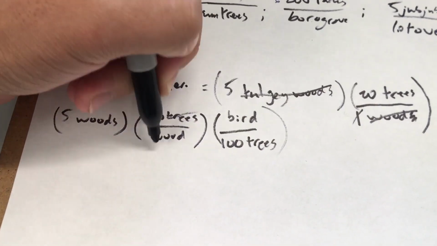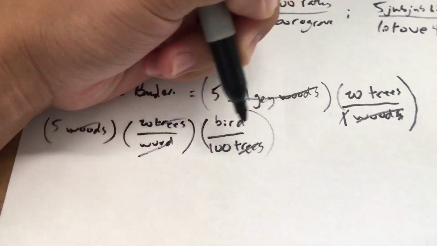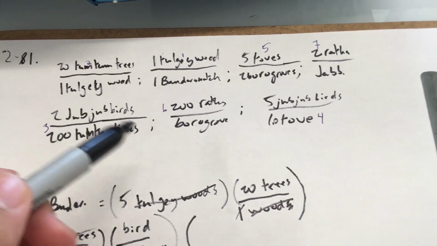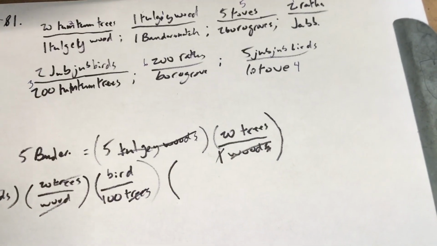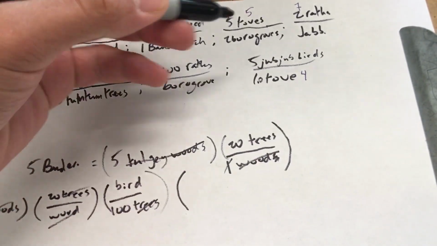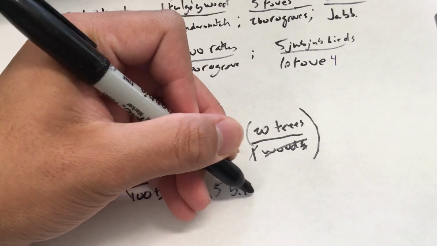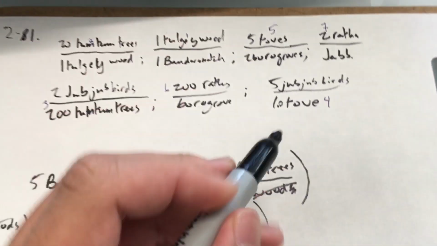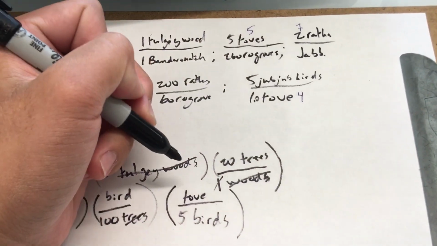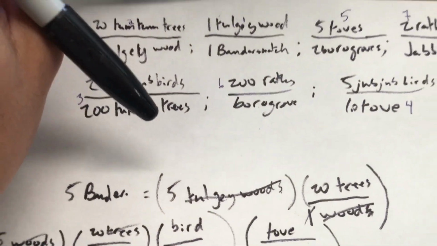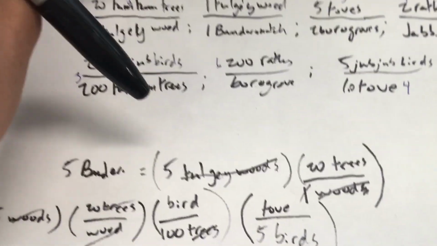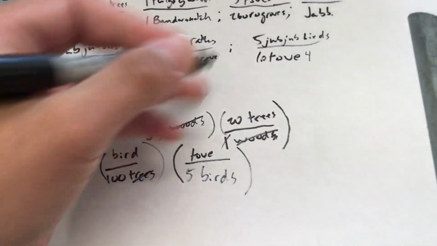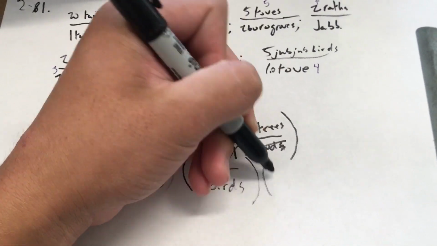And now these cancel out. And now keep doing this. Bird 4, where's number 4? Right there. 5 jubs per tove. So now we need the birds on the bottom. So we have 5 birds. My Sharpie's dying, bro. Over a tove. Now we need to find toves up here, which is right there. So we have, is it 5 per 200? No, it's 5 per 2. My bad. I can't even read my own handwriting. So we have 5 toves and 2 borogoves. So we're going to have 2 over 5.